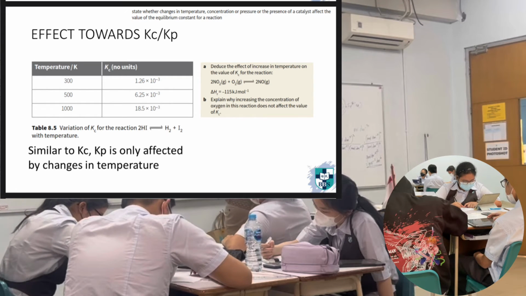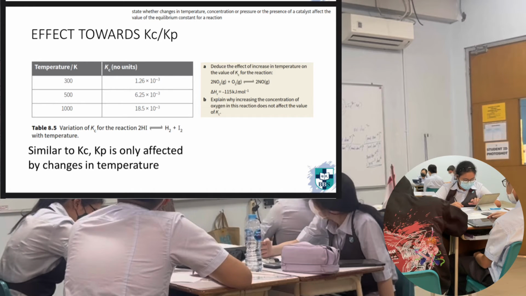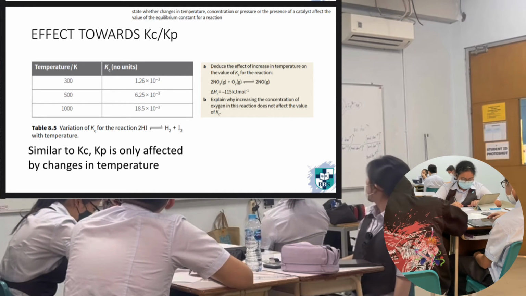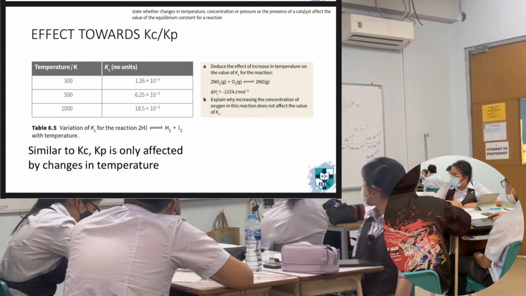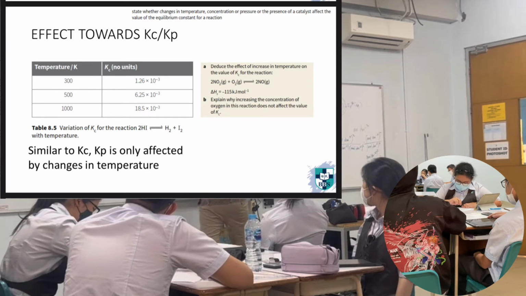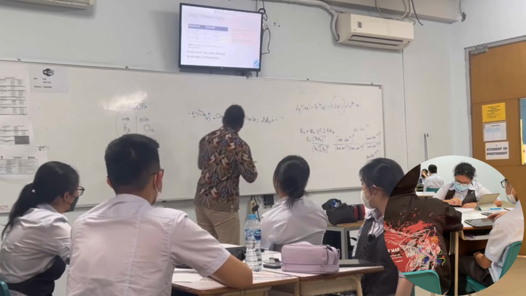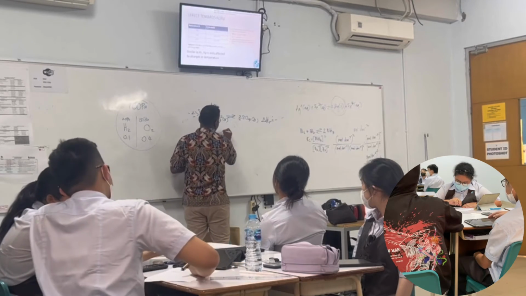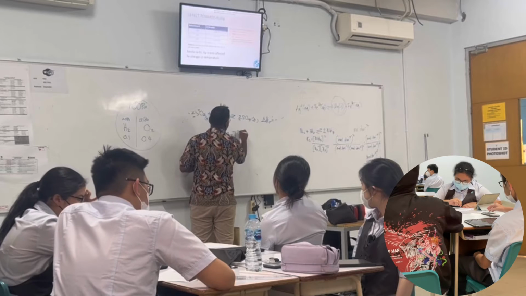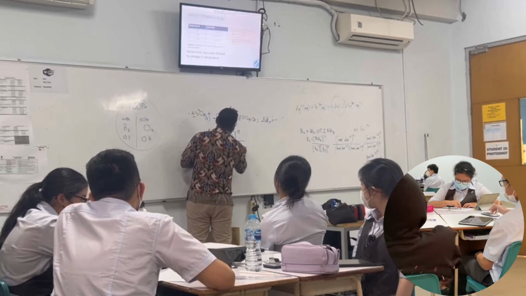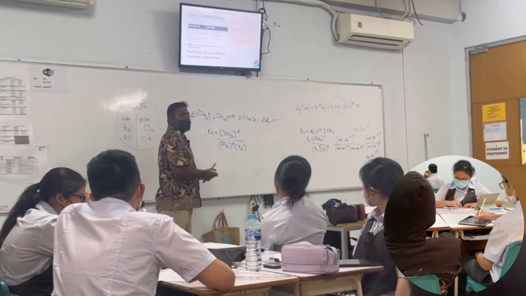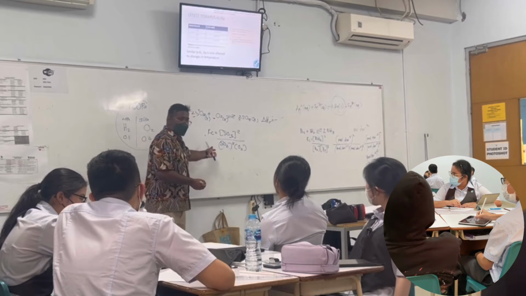Okay, and if you look at the question over there, they ask, okay, deduce the effect of increase in temperature for the value of Kc. Now, let's say for example, even we don't look at that example here. Let's say I'm just going to look at this value. And I'm going to look at Kc. Kc is SO3 to the power of 2 over SO2 to the power of 2, O2. And, okay, this is the expression.